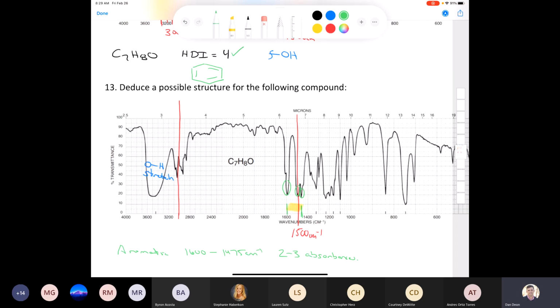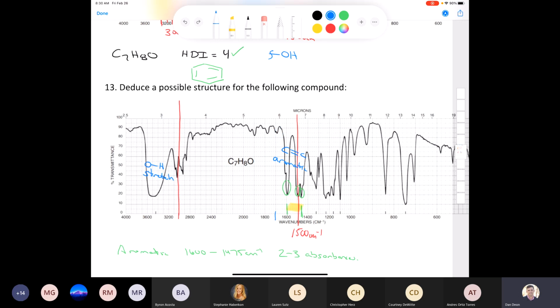And again, it's usually 2 to 3 absorbances in the 1600 to 1475 reciprocal centimeter region. And so this represents a carbon-carbon double bond stretch, but you can just put carbon-carbon double bond, but then be sure to write aromatic, right? Because if you have a carbon-carbon double bond in an alkene, that's going to come up around 1630. So if this is 1700, 1630 is around here, and there's nothing here. So this is very clearly an aromatic compound.